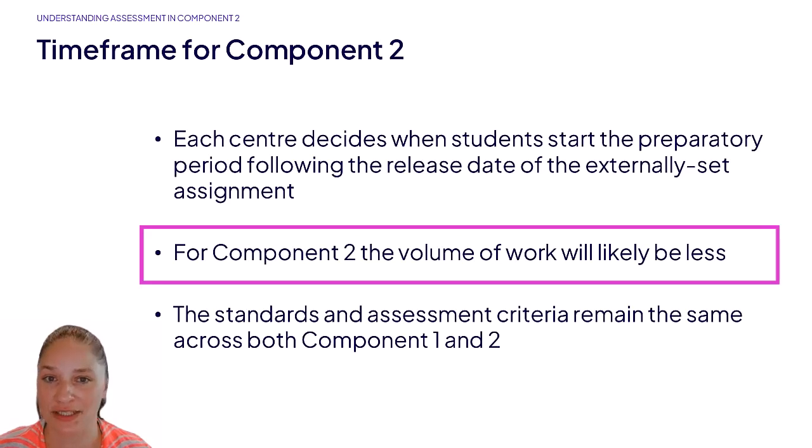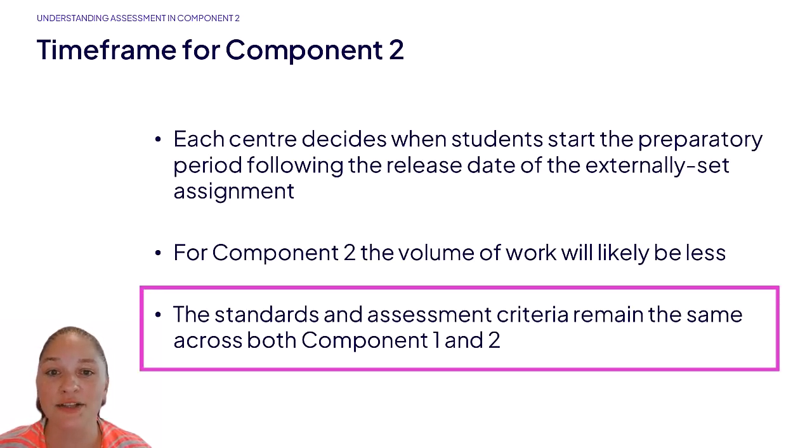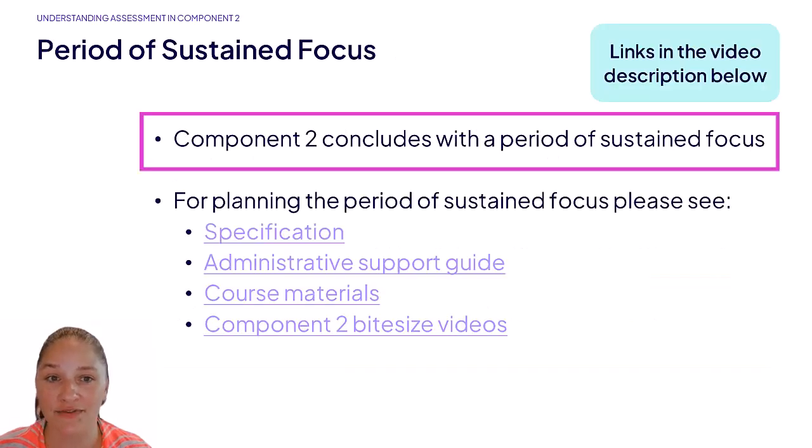Student work for the externally set assignment often has more maturity coming at the end of the course, with the creative journey showing more sense of drive and clarity. Assessment for Component 2 should be approached in the same way and considered to be an equivalent standard as Component 1. Component 2 concludes with a period of sustained focus. Again, each school will plan for this in a way that best suits their circumstances.